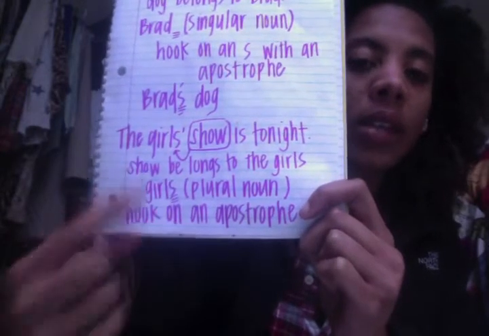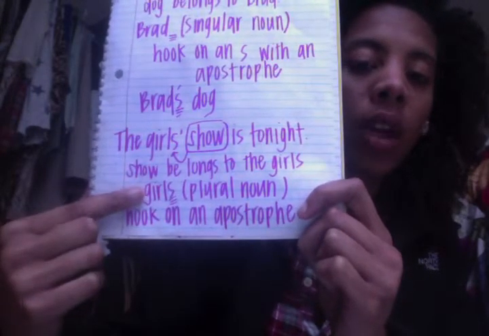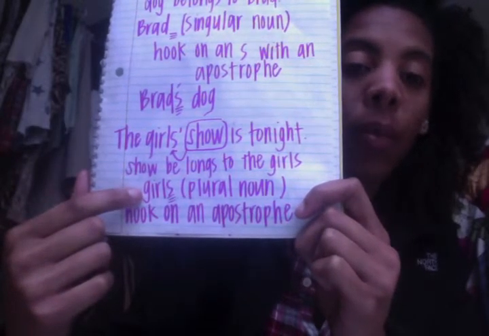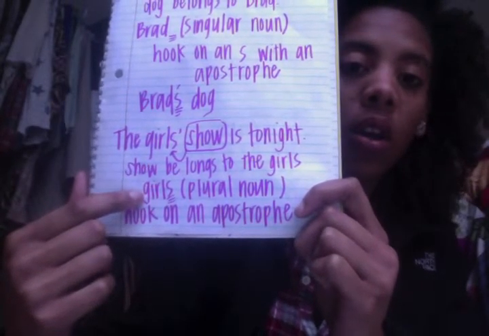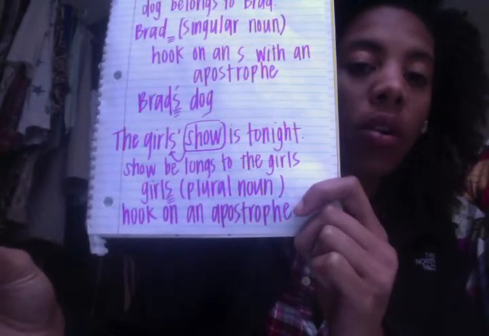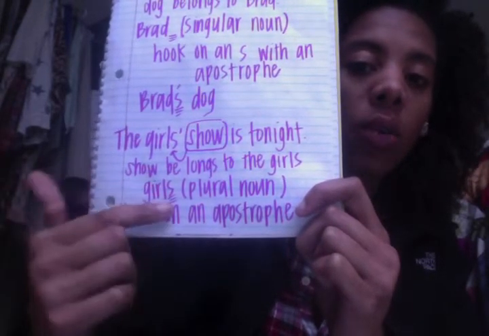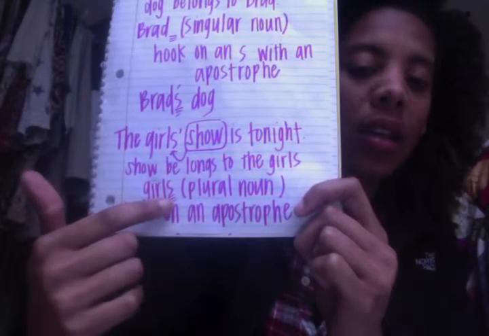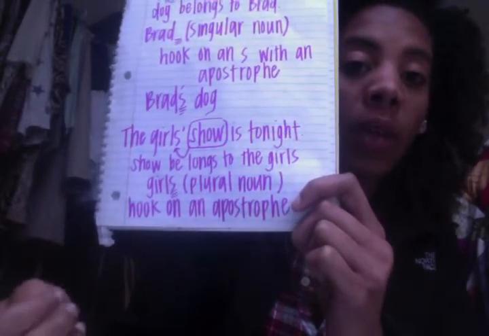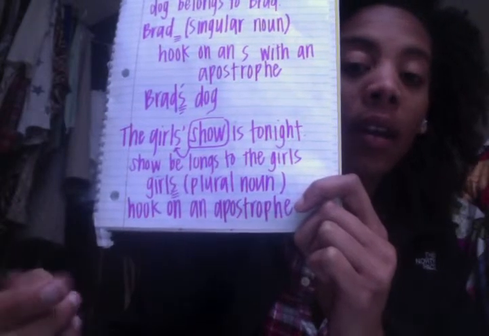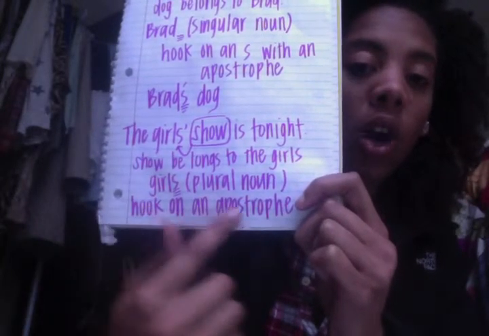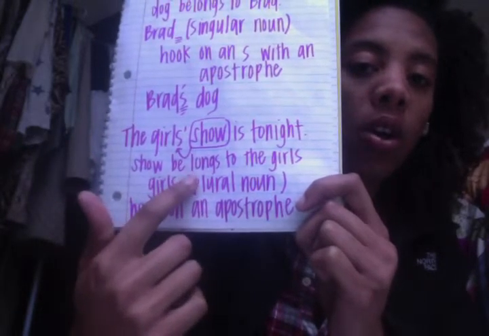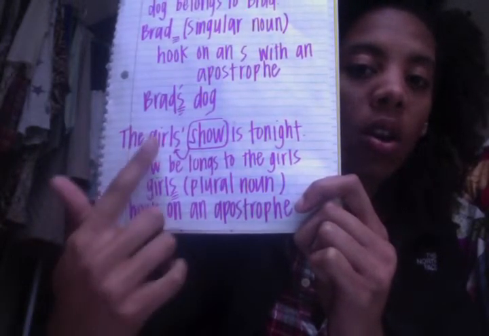Girls is the subject. Girls is our noun, and it already has an S on it, so it's plural. Remember we just talked about with plurals? You take singular, girl, and in order to make it plural, you add an S. So we have girls. It's already plural, and we know that because it has an S. So the only thing you have to add is an apostrophe. You just hook on an apostrophe. There's already an S, so you hook on an apostrophe at the end.